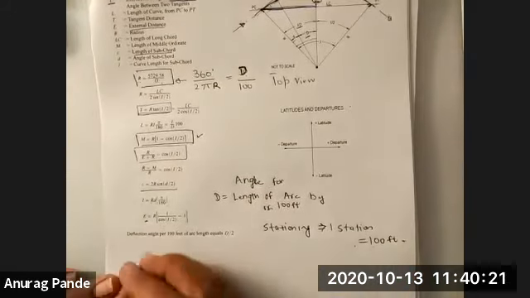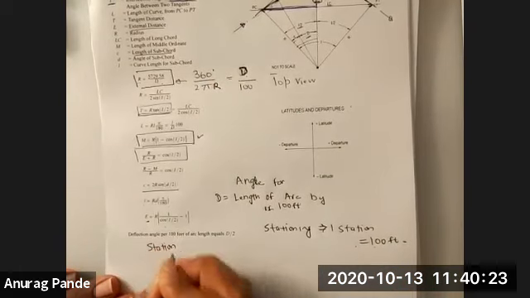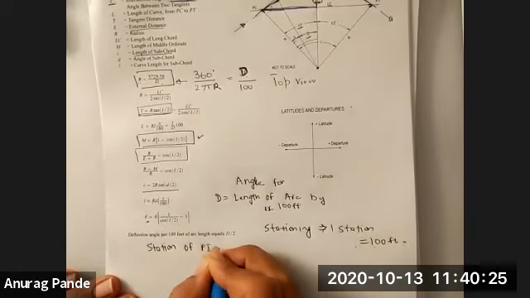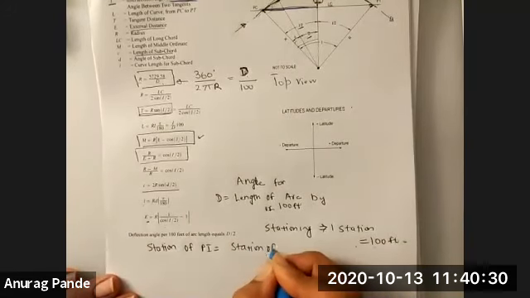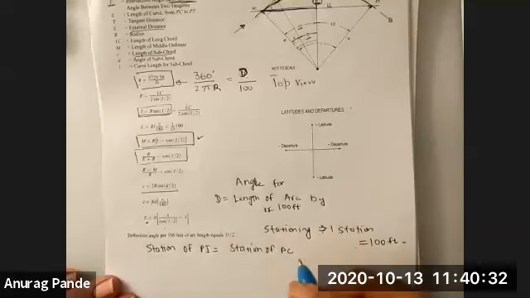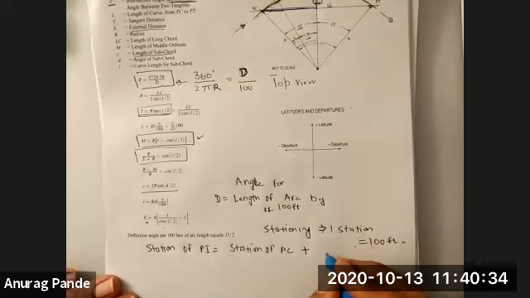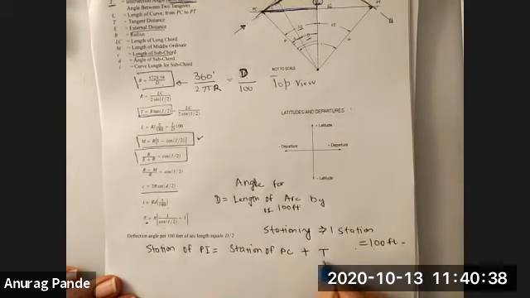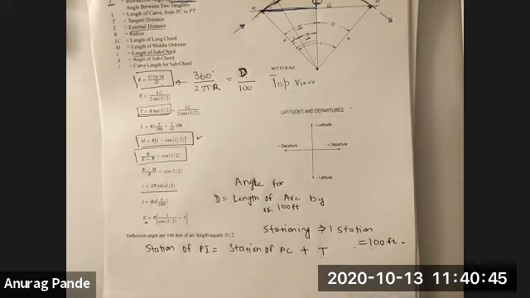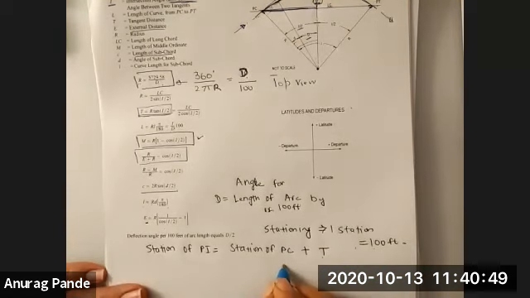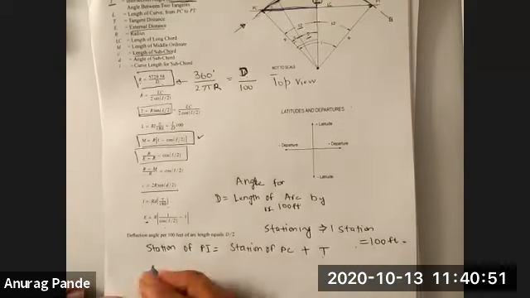I'll just write down the formulas here. That should be helpful to you. Station of PI is equal to station of PC plus T, the tangent length. Obviously you're going to do that in stationing units, because T is going to be in feet, and you divide that by 100 to get the stationing. So you will make sure that you're adding it consistently. We'll make it clear when we do some example problems.